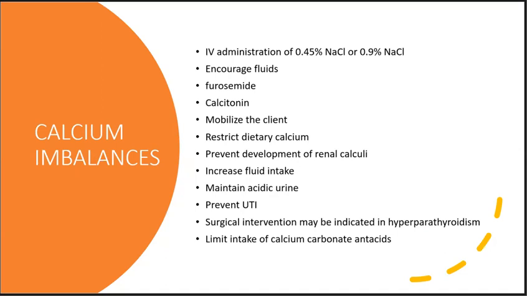We need to mobilize the clients, get him up and about. We also want to restrict dietary calcium. We don't need the excess calcium. Again, we need to take measures to prevent development of renal calculi. We want to maintain an acidic urine, which would help to prevent infections. We also want to prevent UTIs, urinary tract infections. Again, surgical intervention may be indicated in these clients, especially if there's hyperparathyroidism. And also you want to limit intake of calcium carbonate antacids.